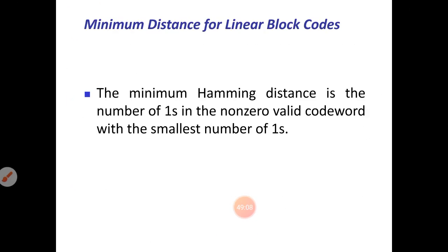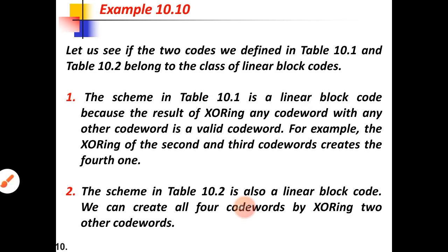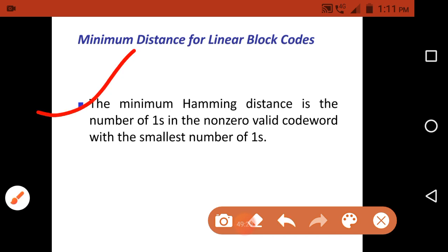Okay. And next we'll discuss the minimum distance for the linear block code. As already discussed, it is like the minimum Hamming distance only. Okay. Minimum Hamming distance is the number of ones in the non-zero valid code word with the smallest number of ones. Okay. So first you take the minimum Hamming distance, which is the number of ones in the non-zero valid code word with the smallest number of ones.